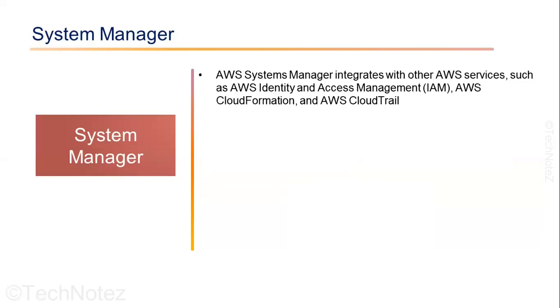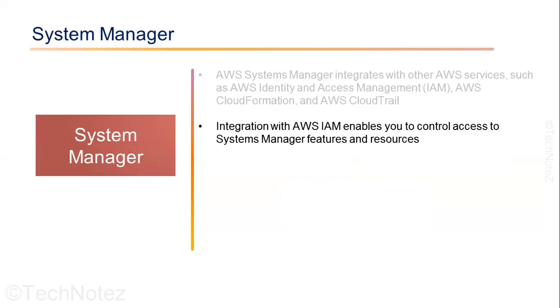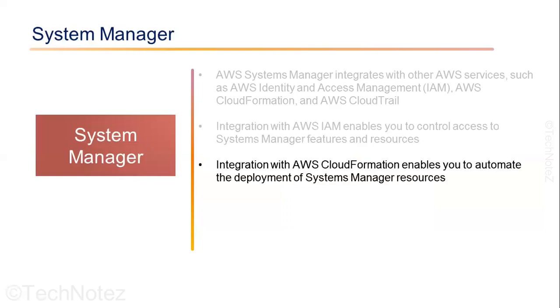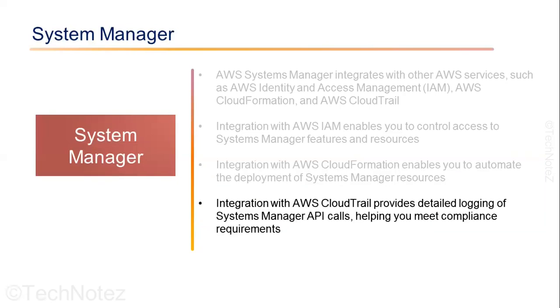needs. Systems Manager integrates with other AWS services such as AWS Identity and Access Management, CloudFormation, and CloudTrail. Integration with AWS IAM enables you to control access to Systems Manager features and resources. Integration with AWS CloudFormation enables you to automate the deployment of Systems Manager resources. Integration with CloudTrail provides detailed logging of Systems Manager API calls, helping you to meet compliance requirements.